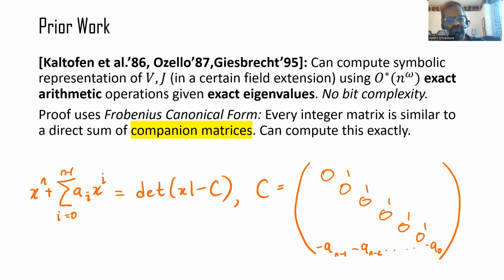To remind you, what is a companion matrix? If I have a univariate polynomial of degree n, as shown here with coefficients ai, and let's say the leading coefficient is 1, then the companion matrix is an explicit matrix shown on the right here, whose characteristic polynomial is equal to that univariate polynomial. The coefficients of the univariate polynomial appear as entries in the companion matrix. So the Frobenius canonical form is a statement that every integer matrix is similar to a direct sum of companion matrices. And the nice thing about this is you don't need to compute eigenvalues. This can be computed exactly without any error in polynomial time. Okay, so that's the symbolic computation community.